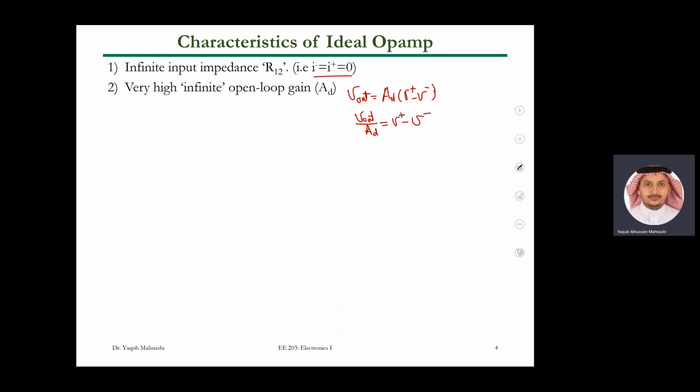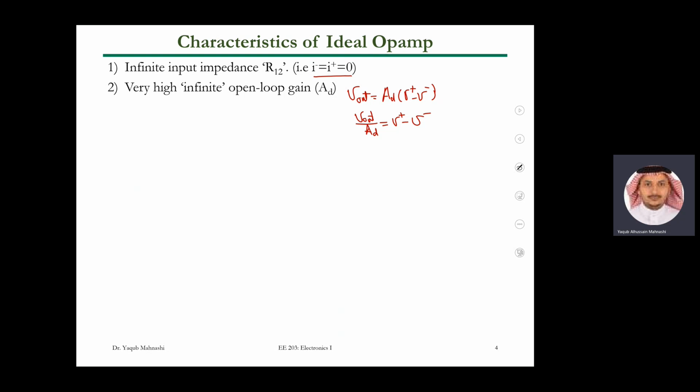Okay. So by saying very high or infinite open loop gain, we call it open loop gain because the output is not connected to the input by any resistor or any components. There is no connection, there is no closed loop. Closed loop means there is some connection between the output and the input. We'll come to that. So if this is the case, this is what we call open loop gain.